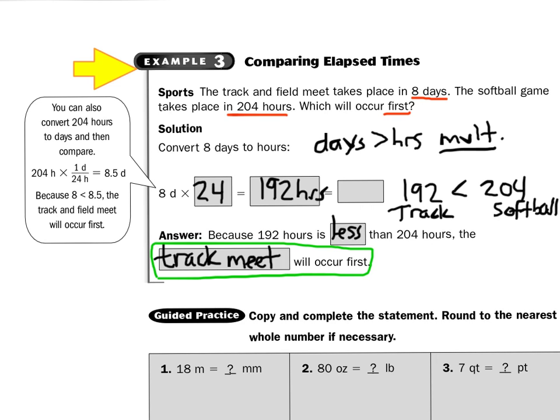So now I put the 192, that represents when the track and field meet is going to take place, and 204, that represents when the softball is going to take place. And notice how 192 is smaller. You know that that's smaller, so is less than. So that means because 192 hours is less than 204 hours, the track meet is going to happen first.